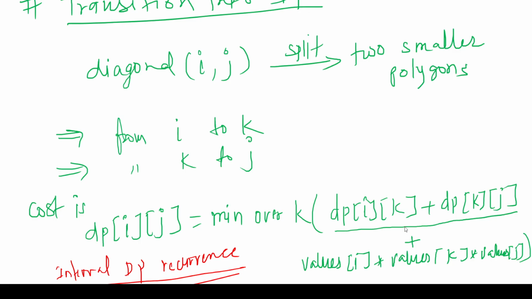Let's try to understand how this works. Very first, let's actually build a dp table for the quadrilateral, with values 3, 7, 4 and 5. This is what we have been given.